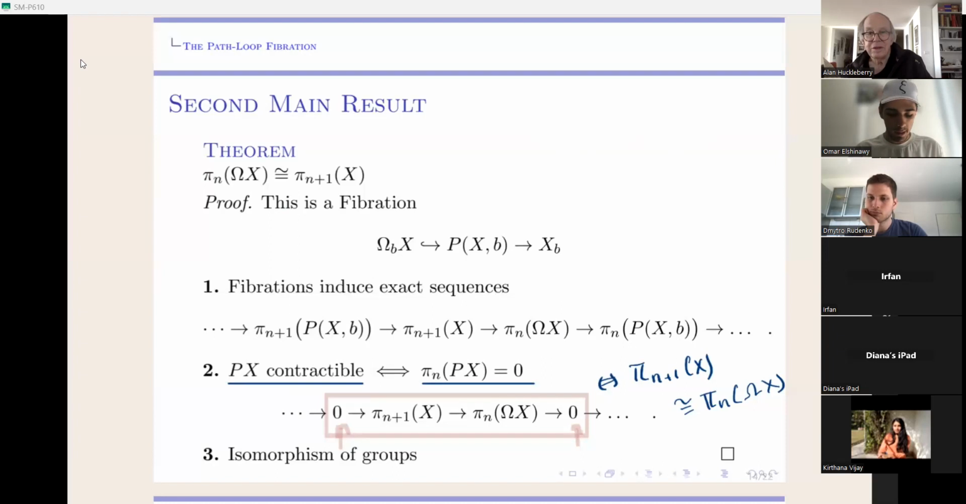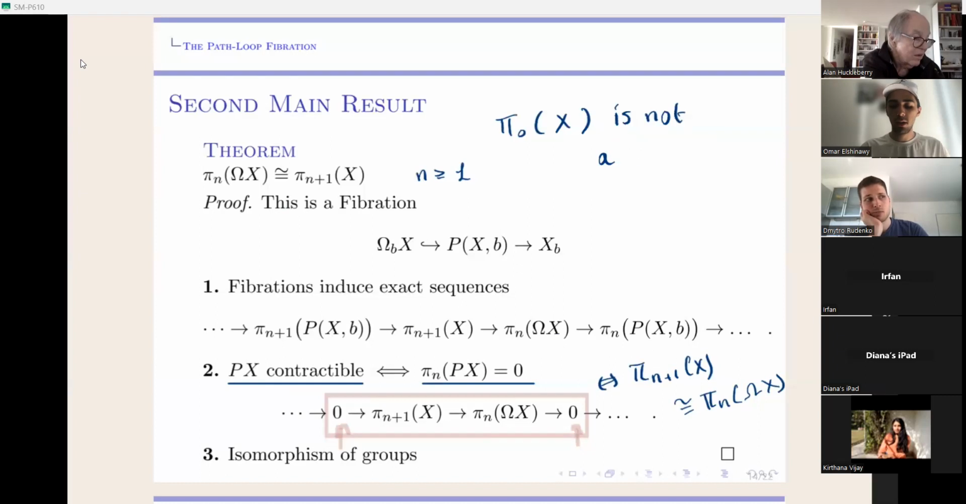Yeah, okay. So we have this fibration, and then the exact sequence, and then this result, and then you have that. So the isomorphism of groups, and this is true for n greater than or equal to 1. Because as we've mentioned a little bit earlier, pi 0 of anything is not a group. That's why we have the result for n greater than or equal to 1.